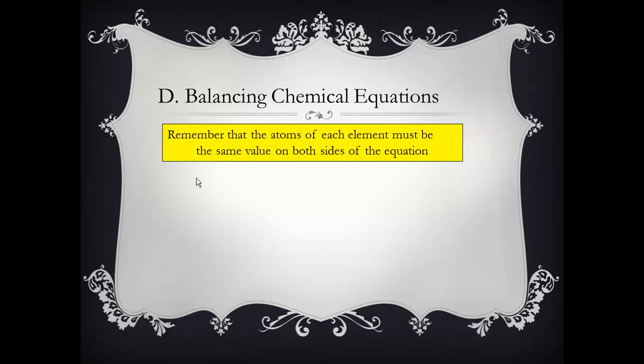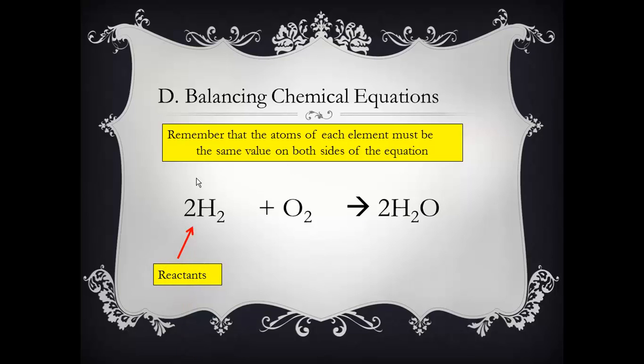Alright, moving on to balancing chemical equations. So remember that the atoms of each element must be the same value on both sides to be balanced. That's what balancing means. So if you have 5 hydrogens, you need 5 on the other side. Quick review of a balanced equation.